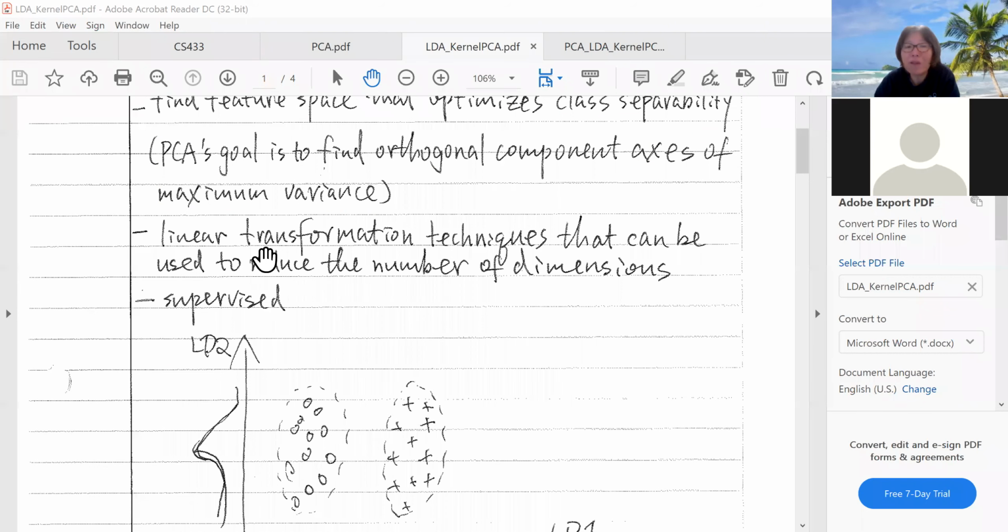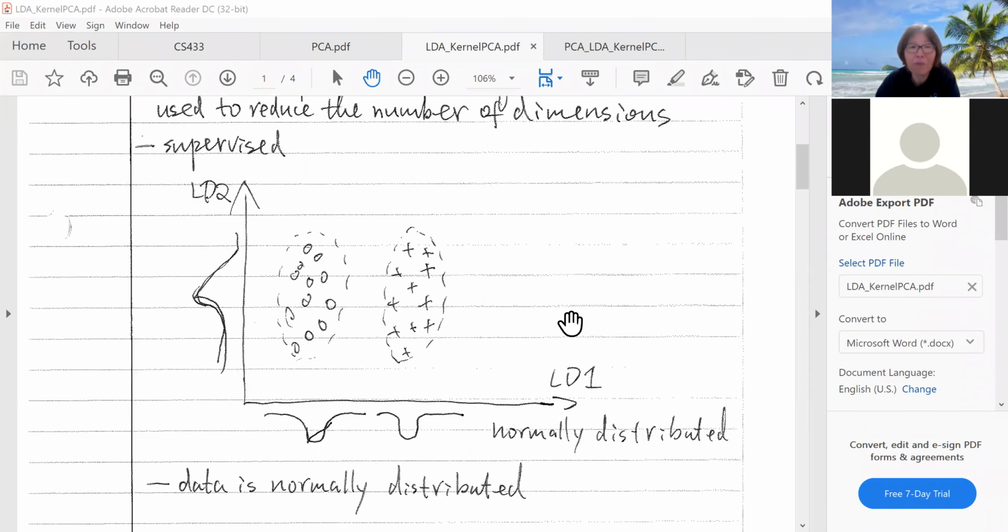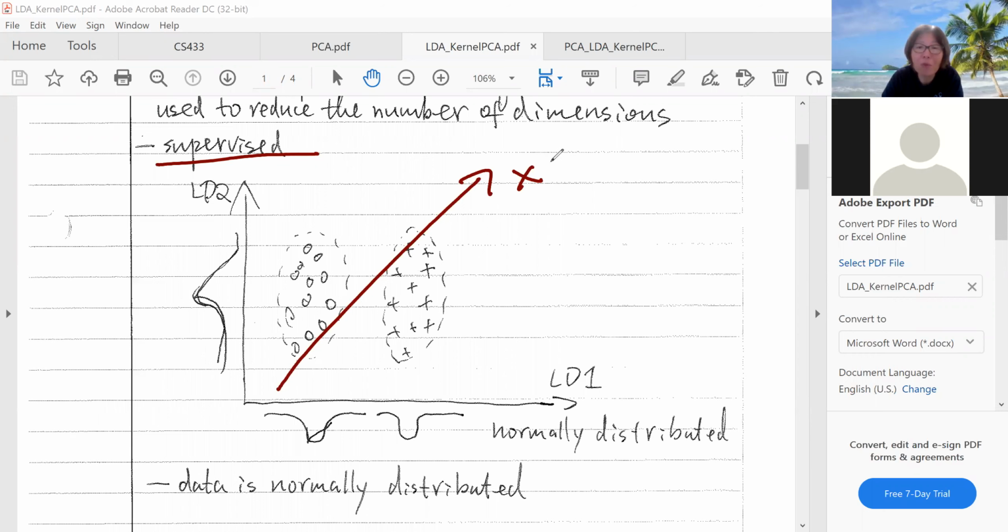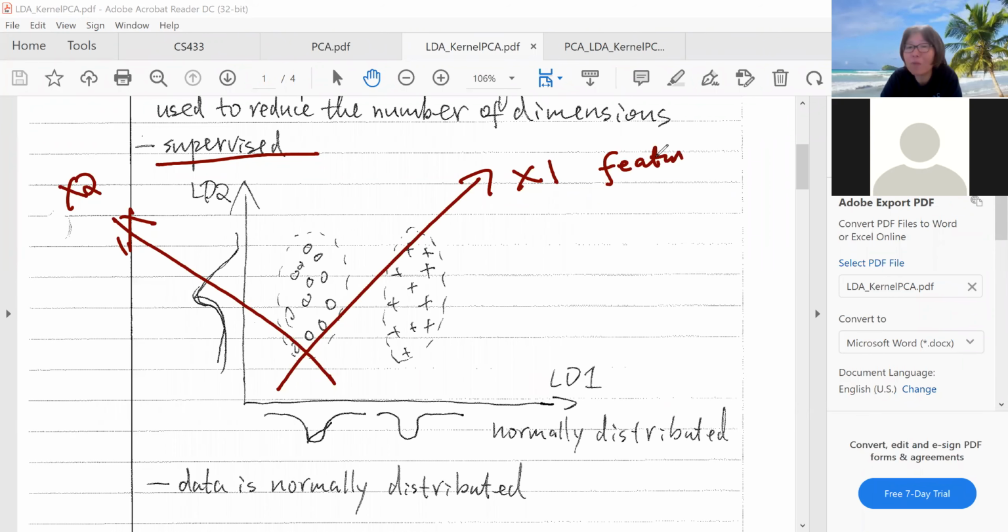And for LDA, it's a linear transformation, okay? This can still be used to reduce the number of dimensions. Then let's see. This is supervised. So like over here, from the visualization, we can see there are two classes of data. Maybe this is the original X1 and X2. Maybe that's the original feature space.